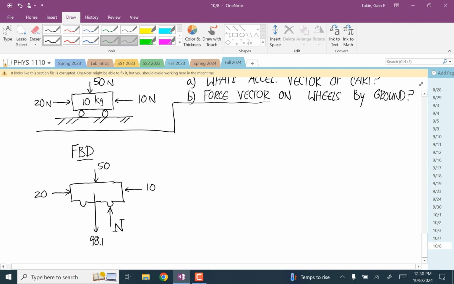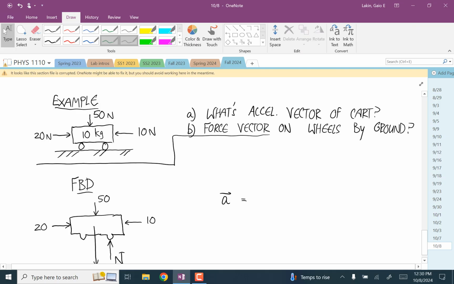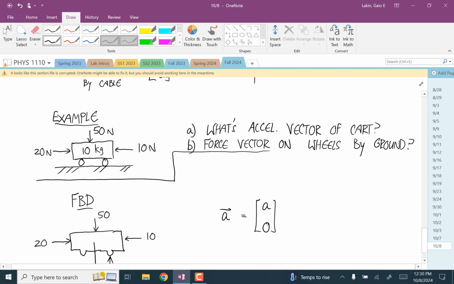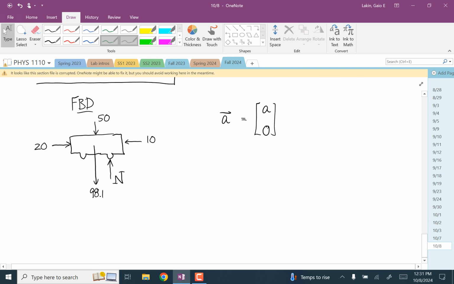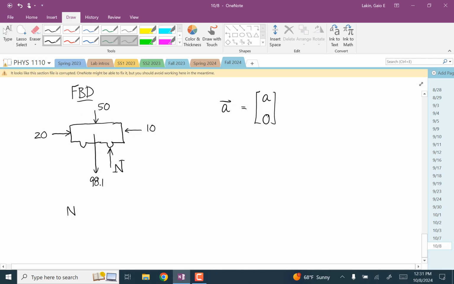Now we have to think about the acceleration. Is this thing free to move along the x direction or the y direction? Or neither? X, right. So I'm going to just write this as a, 0. We know that for it to have a y acceleration, it would have to be able to sink into the surface or jump off the surface, and we know that's not happening. It's just rolling side to side.